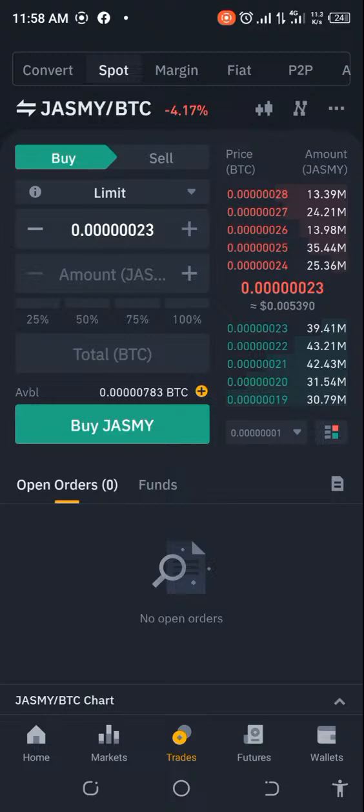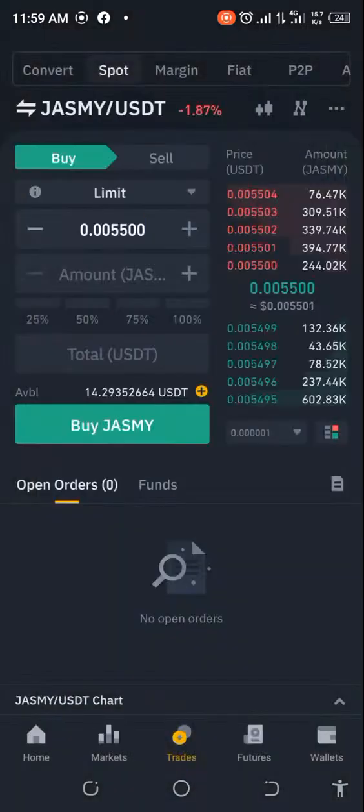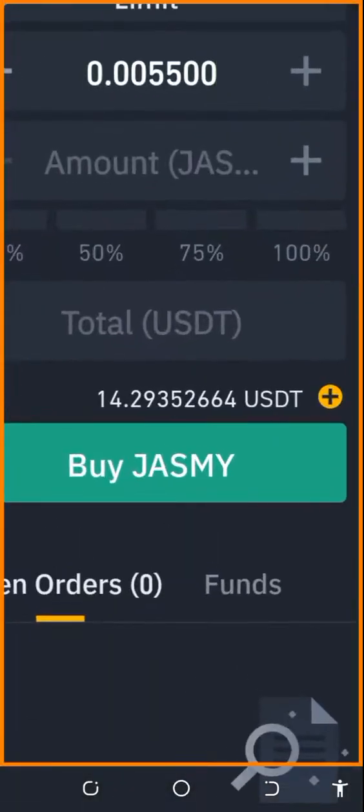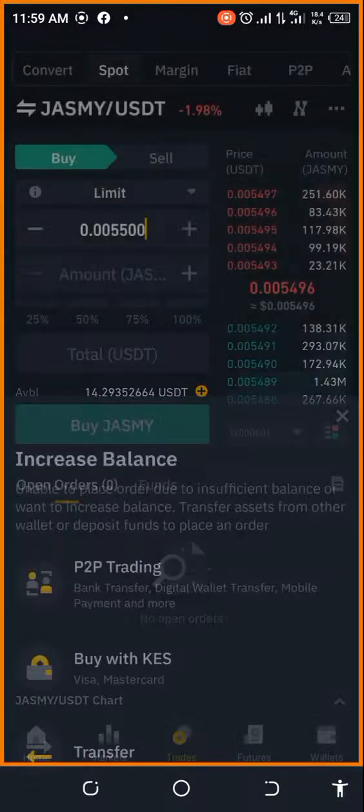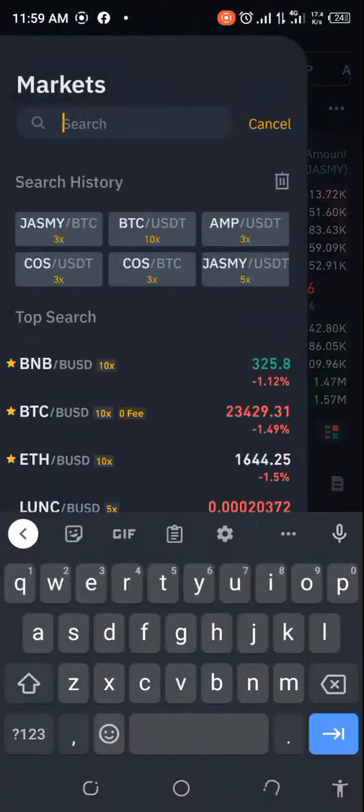Don't forget what we have. Let me go back to showing you what we have currently. Let me go back to Jasmine USDT so that you will see what we have. What we have is 14.2935 USDT. That's what we have here. So I'm just going to use that to simulate. First of all, I'll have to buy BTC.